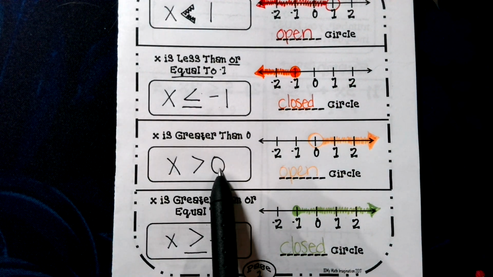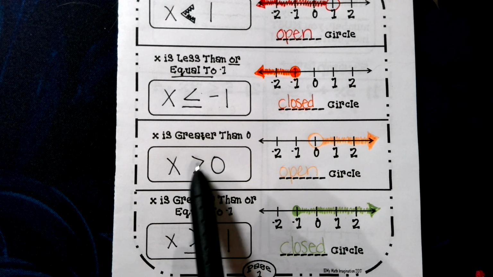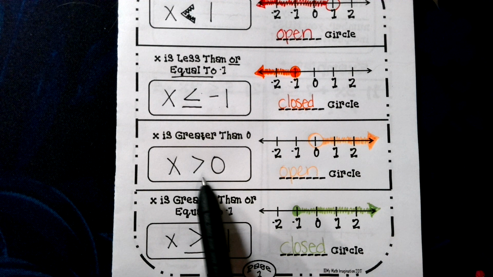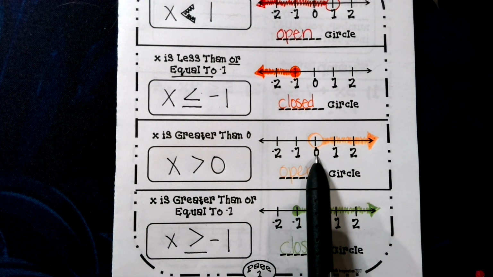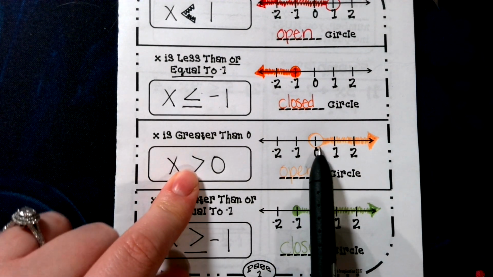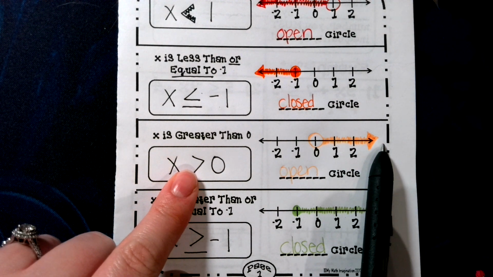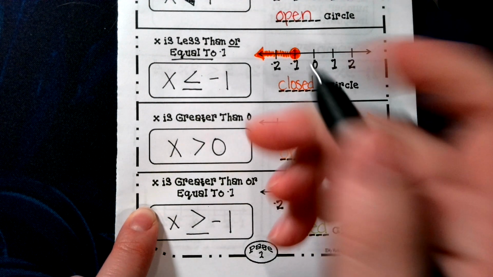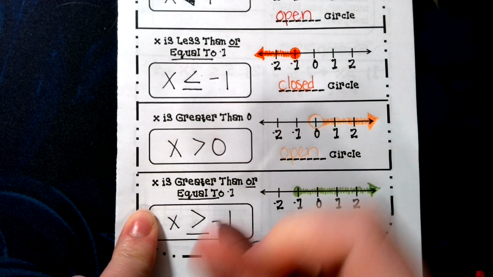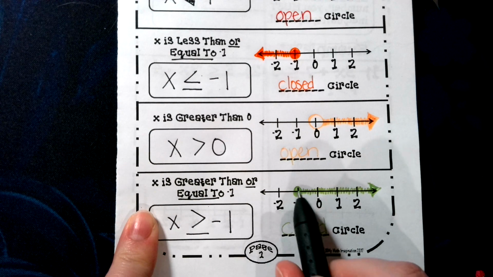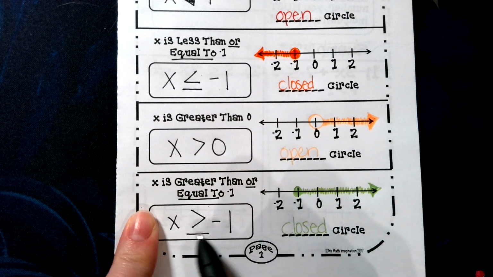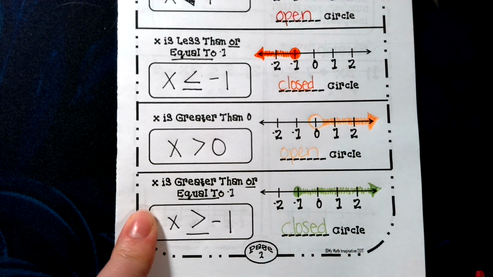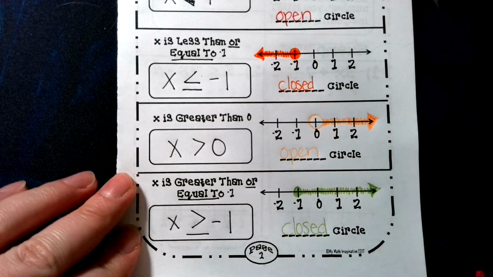Okay, so x is greater than 0. Remember, greater than means bigger than, and the alligator wants to eat the bigger number. Since there's no line underneath, that means we have an open circle on 0, and x is bigger than 0, so we're going to shade and color to the right. The next one, x is greater than or equal to 1. Remember, the or equal to means that there's a line underneath, and that it's going to be a closed circle on our number line. X is greater than, so we start shading to the right.